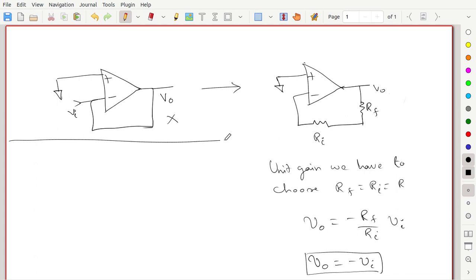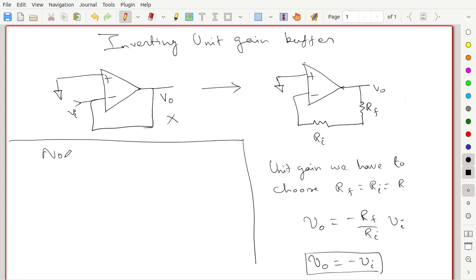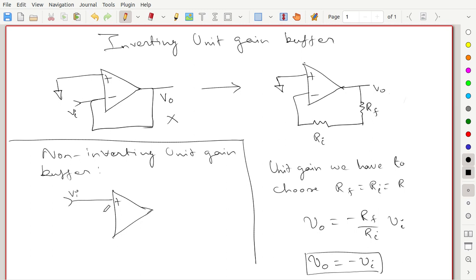So for the non-inverting case, this is for the inverting unit gain buffer. So for the non-inverting unit gain buffer, the circuit is as follows. We have to give the input to the non-inverting terminal. So this is the non-inverting terminal, we have to put the input here.